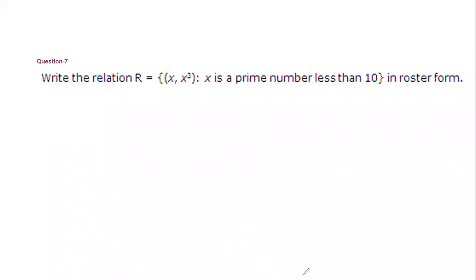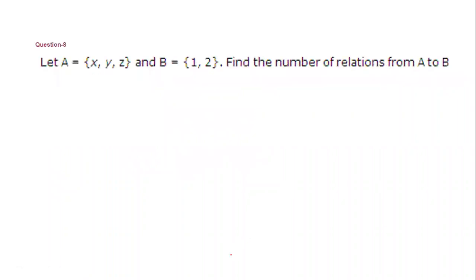Okay. Next is here. A is a set which contains X, Y, Z, and B. What is B? B is 1, 2. This is A and this is B. Find the number of relations. So this question is different for you. Find the number of relations.